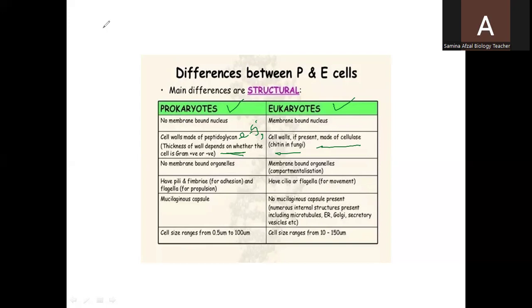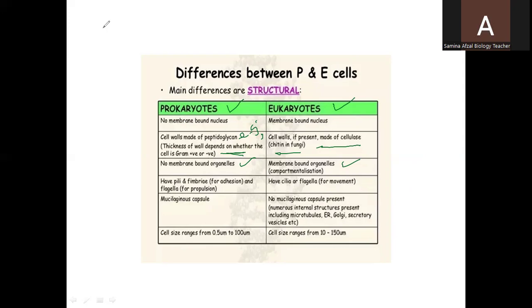Prokaryotes have no membrane bound organelles, as for example mitochondria, lysosomes, ribosomes, and chloroplast as well. Those are double membrane structures. Prokaryotes have pili and fimbriae for adhesion and flagella for propulsion or for movement.